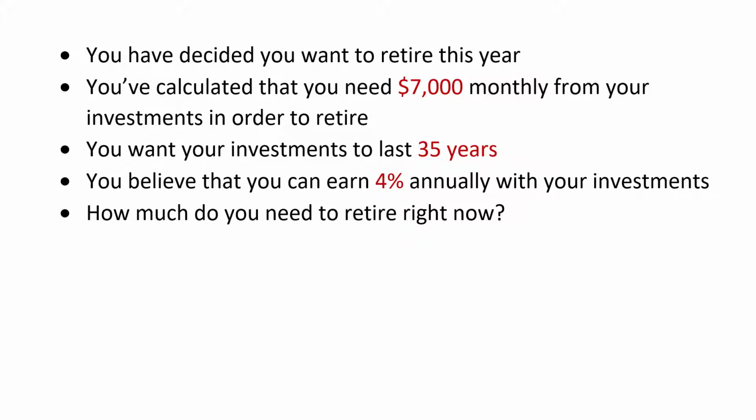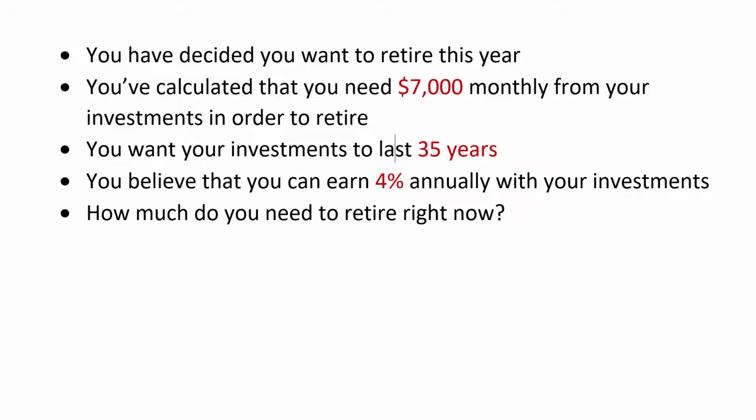Okay, quickly now, just one last example. Let's say that we've decided that we want to retire this year, and we've calculated that we'll need about $7,000 a month from our investments in order to retire. So we looked at our budget, and in addition to any Social Security payments or other income that we might have, we know that we want to have $7,000 coming in every month to support us to do what we want to do in retirement.